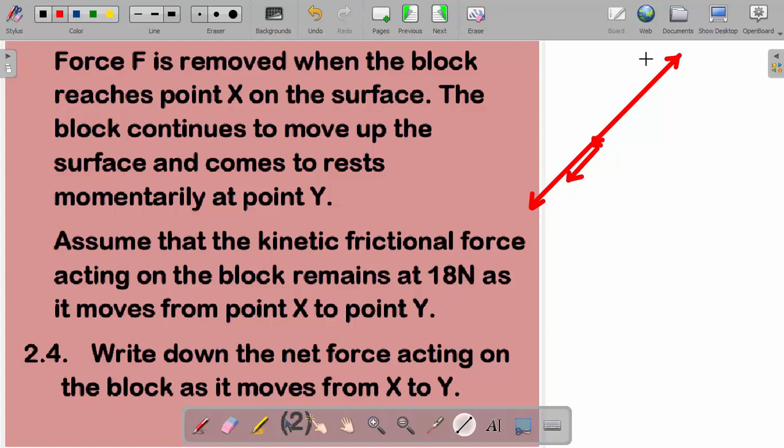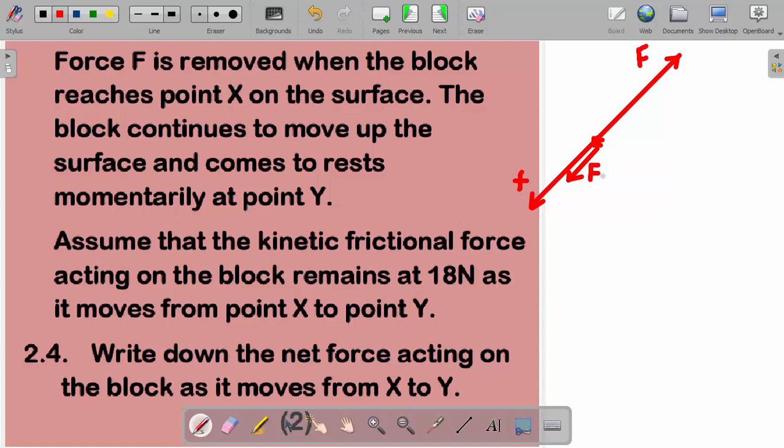Now this was our F here, the force F pulling the block. Now the question says that the force F is removed. So when this F is removed, we still have our forces, that is frictional force, and the FG parallel.